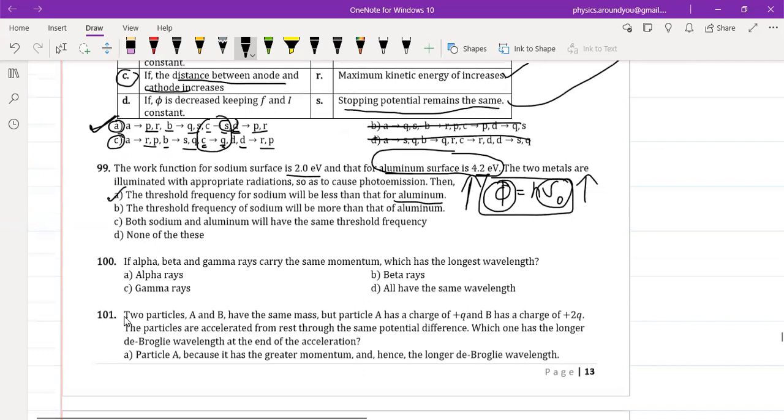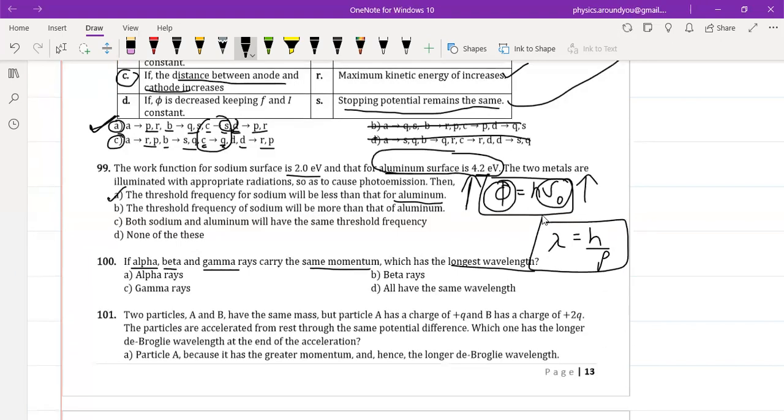Going on to 100. Alpha, beta, and gamma rays: gamma is just light, alpha rays are helium nuclei, beta rays are electrons. They carry the same momentum, which will have the longest de Broglie wavelength? De Broglie wavelength for light as well as matter is lambda equal to h by p. Since all the three have the same momentum, their wavelengths also will be the same. So all will have the same wavelength.